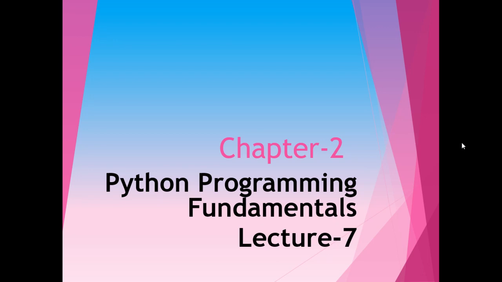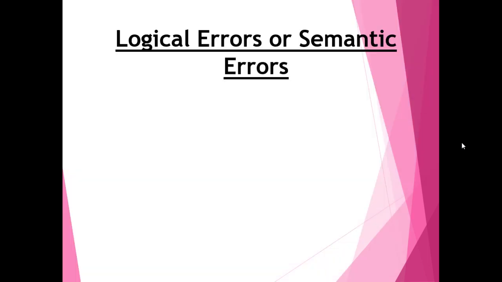In the previous lecture we studied the types of errors in Python, and we know that there are three types of error. The first is the syntax error, the second is the logical error, and the third is the runtime error. We have already discussed the syntax error, so today in this lecture we are going to start with logical errors, which are also known as semantic errors.